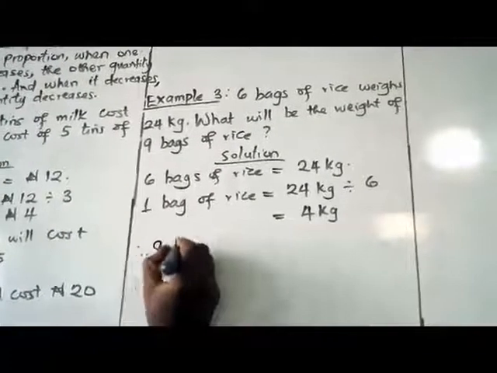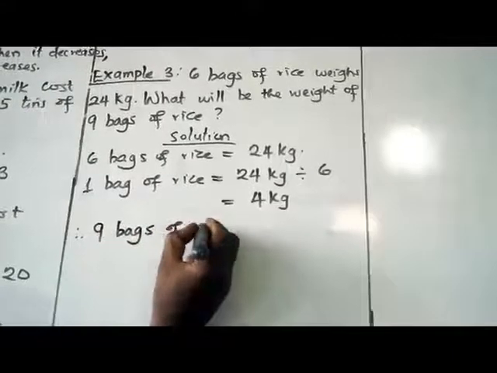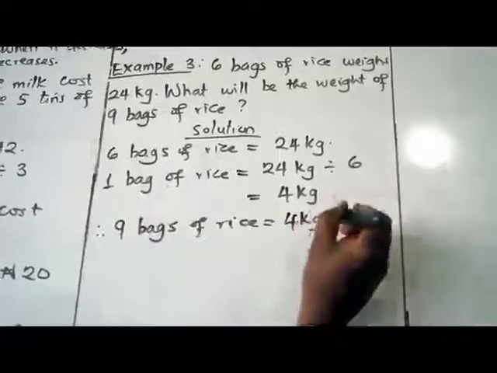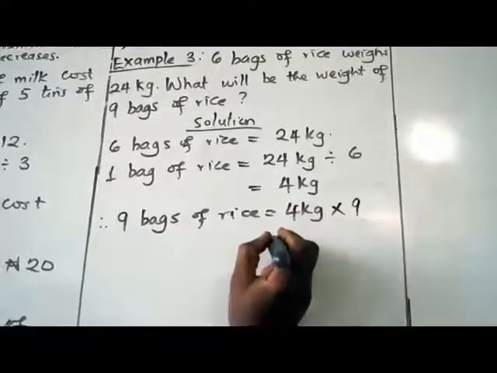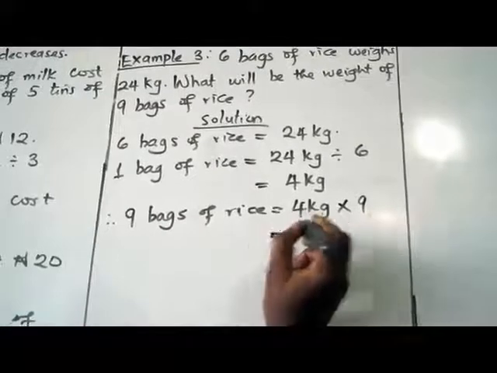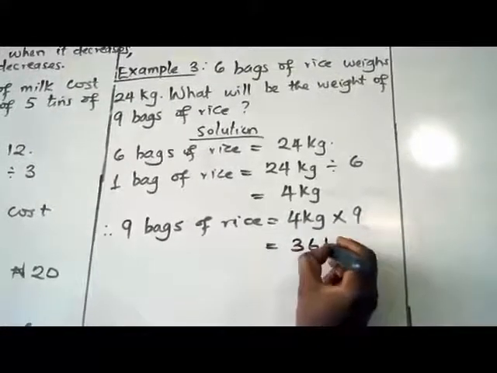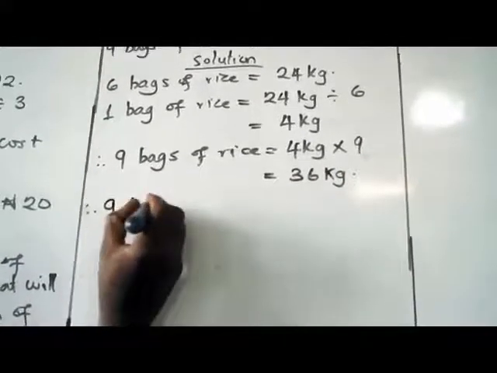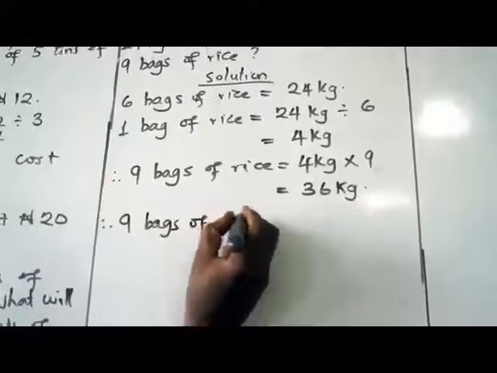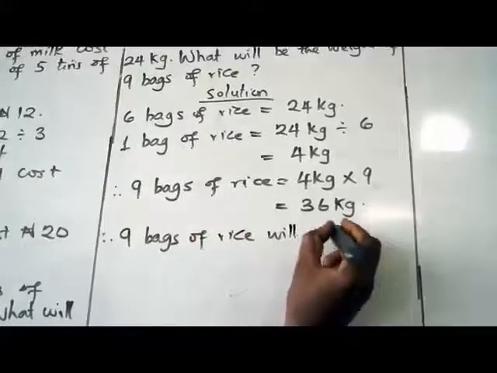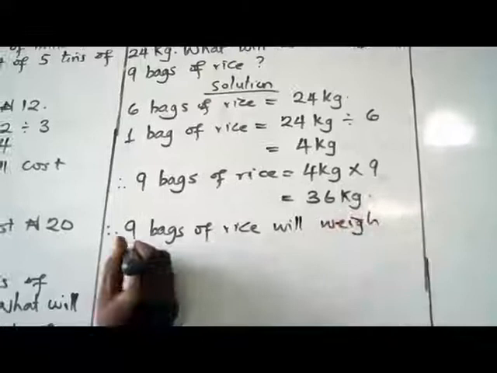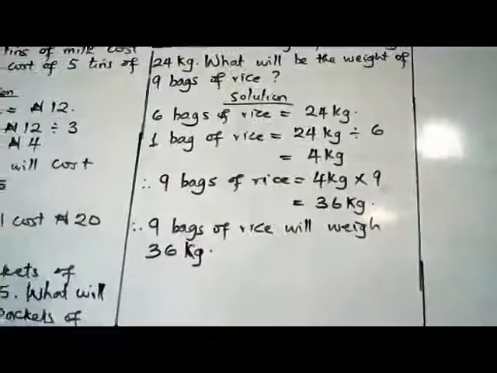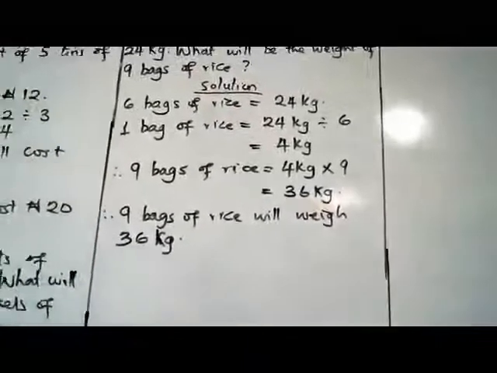So we have 9 bags of rice will equal what? 4 kg, that is the weight of 1 bag, multiplied by 9. When we multiply 4 by 9, 4 times 9 will give us what? Good. We have 36. So we have 36 kg. Then we can conclude that therefore 9 bags of rice will weigh 36 kg.